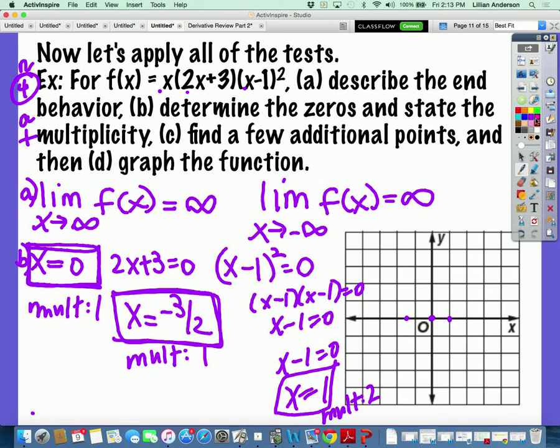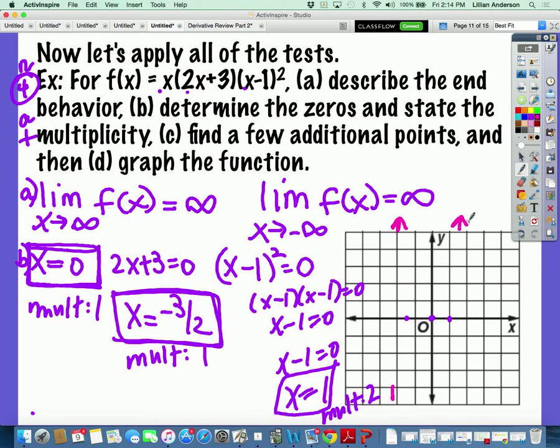I know my end behavior should be like this, pointing up. I know I should cross or touch at 0. Cross at -3/2, and at 1 I should touch. Okay? So now I'm just going to find a few additional points so I can get a really nice curve here.